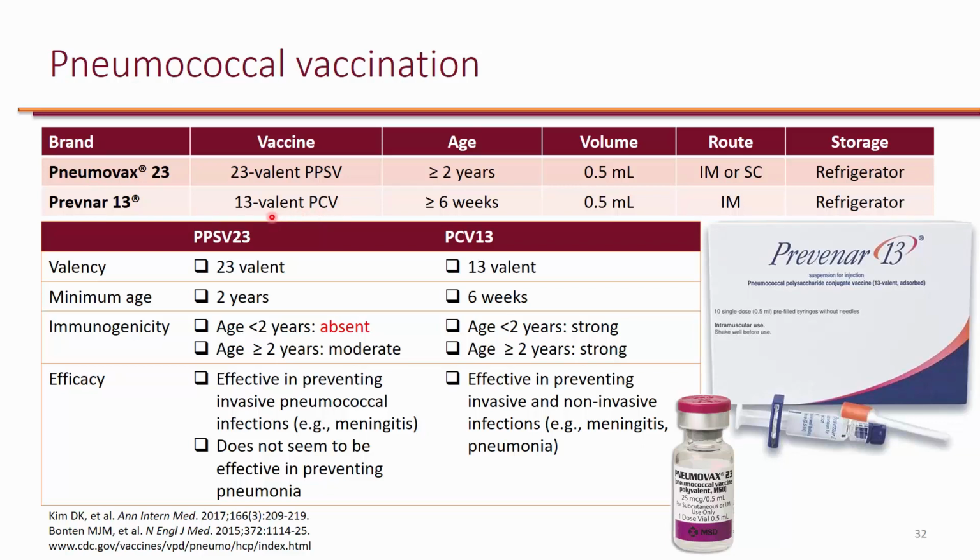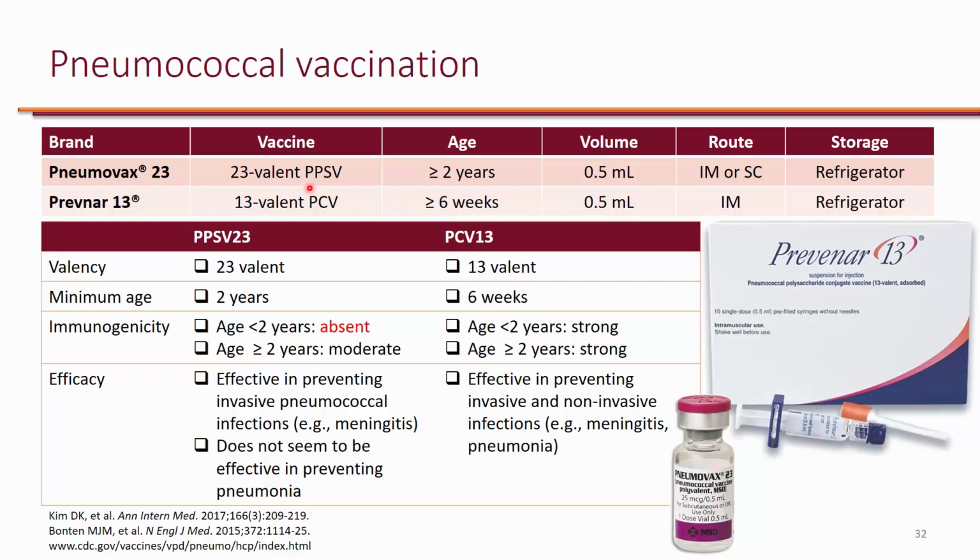And that's why with current technology, we couldn't fit more than 13 different strains. But we get a strong immunogenic response from PCV, even in children younger than 2 years. So that's why it's actually very effective, and it's indicated for anybody 6 weeks or older.